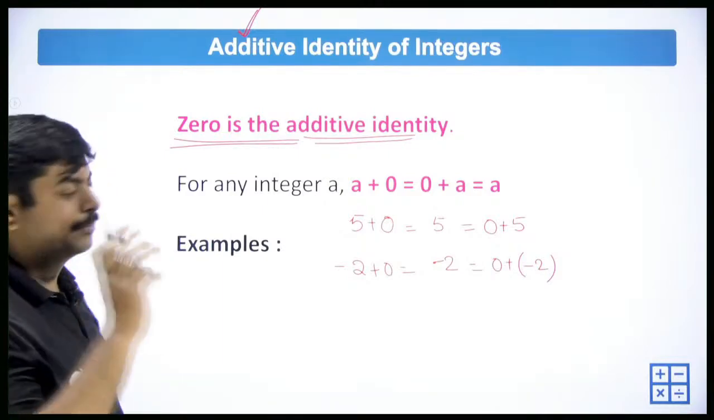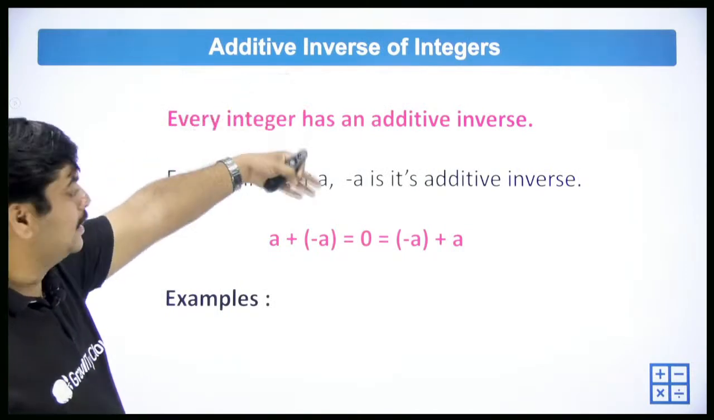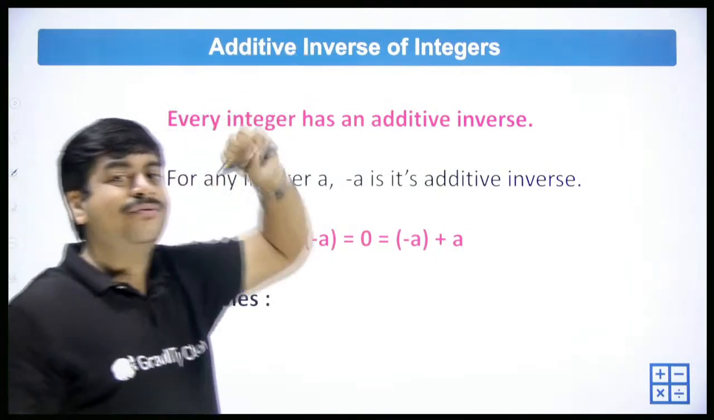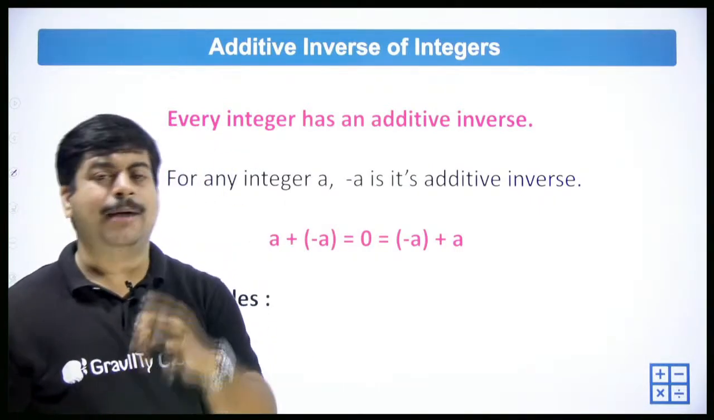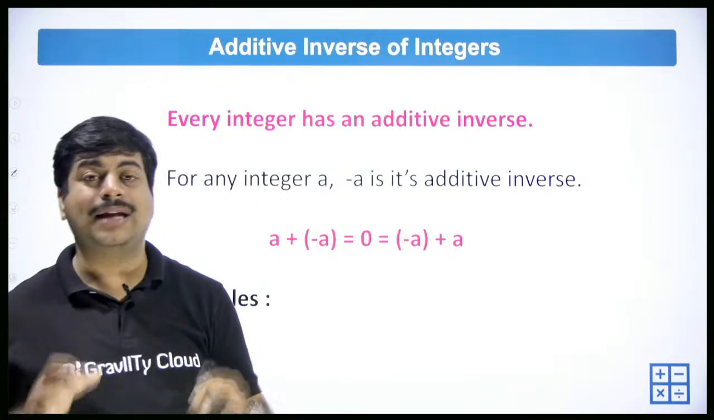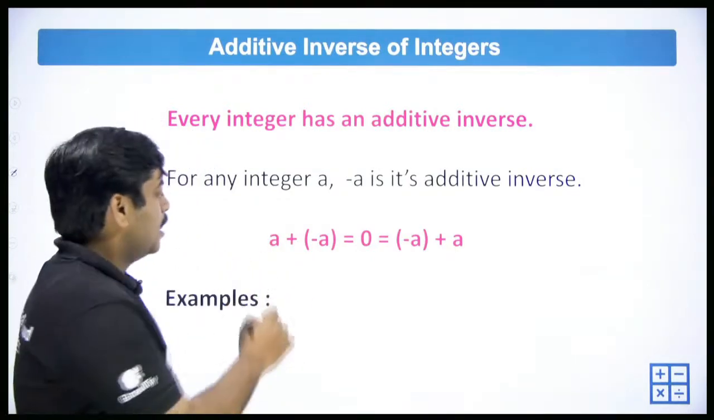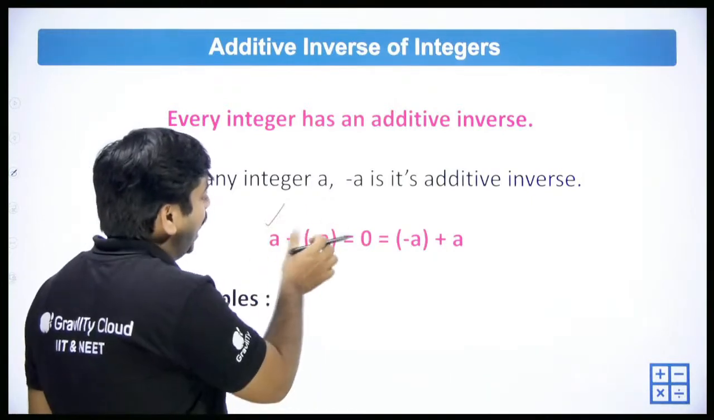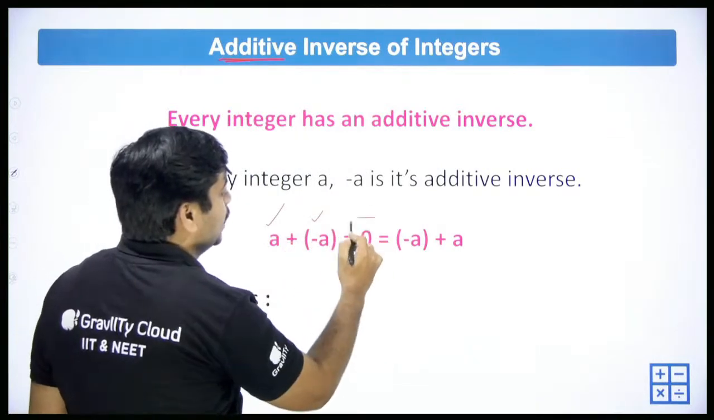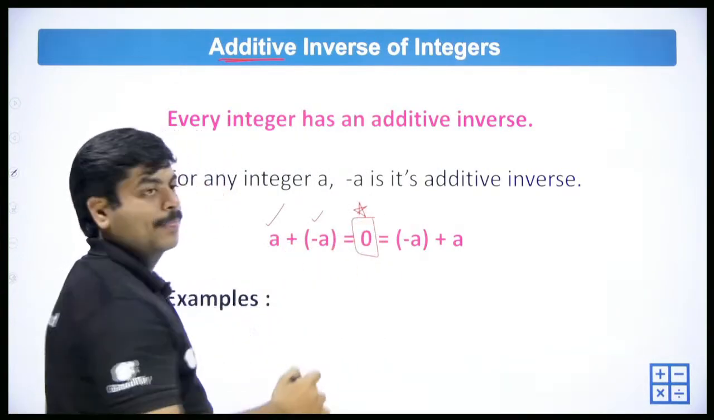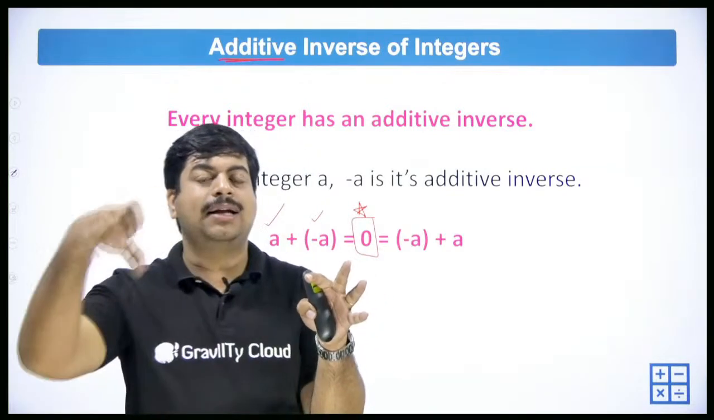additive identity. In the same way, we have additive inverse. What will happen with inverse? Inverse means the complete value should change. The complete positive should become negative, so that these two will sum up to give you 0. See here, for the number A, if you add minus A, you should get 0. For the number 4, I need to add minus 4 to get the answer 0.